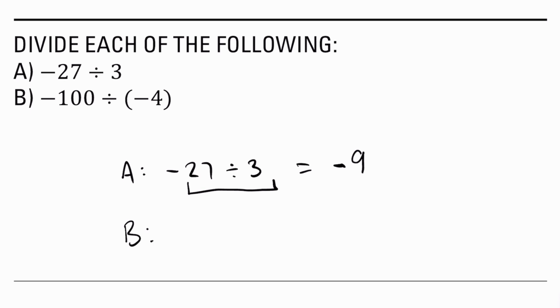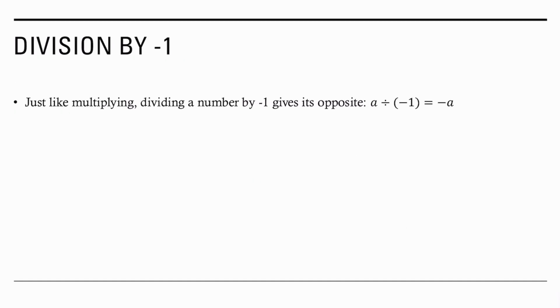So for B, we've got negative 100 divided by negative 4. Here, I would work out 100 divided by 4 first, which I know is 25. Now, is it positive or negative? Well, we've got two negative symbols. So we've divided a negative by a negative number, which means we have a positive quotient, which means that the answer is positive 25.